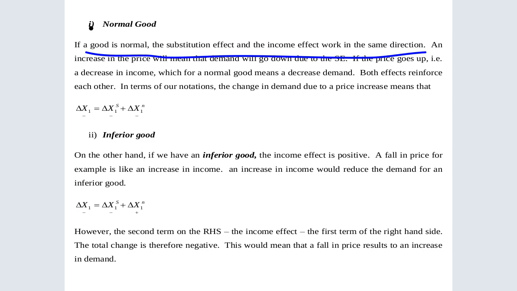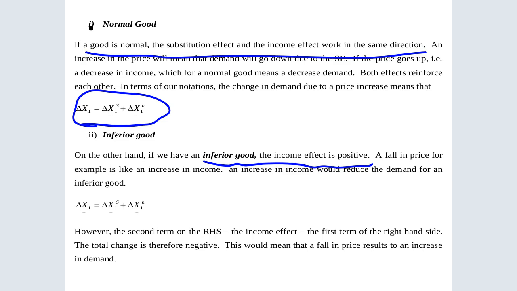In terms of the notations, the change in demand due to a price increase means the change in the price. So the change in the demand for that good is given as the sum of the substitution effect plus the income effect. So for this, the income effect is positive. So we have said that for normal goods, it depends on the change in the price, whether it's an increase or a decrease.